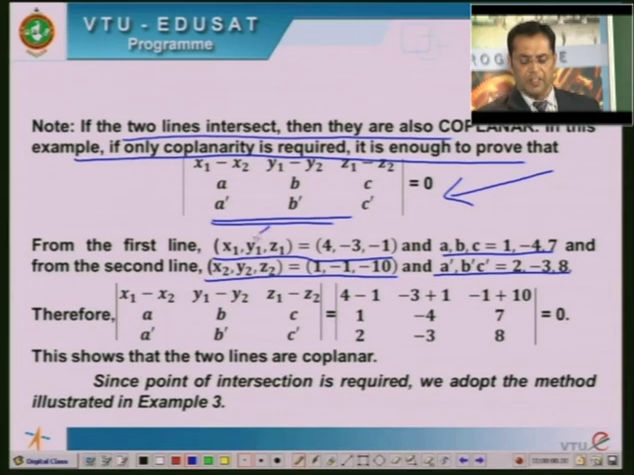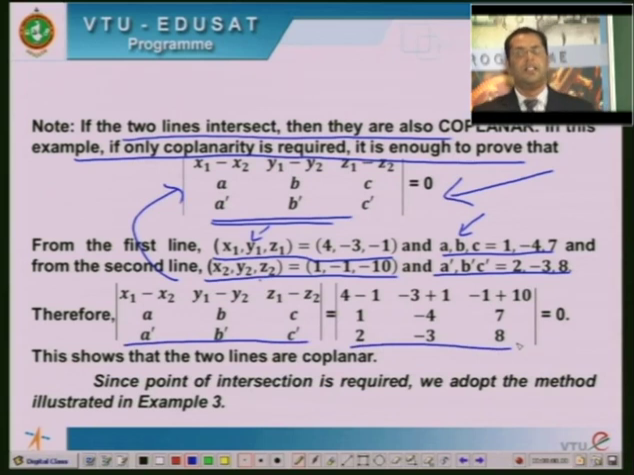Substitute x1, y1, z1, A, B, C, x2, y2, z2 and A dash, B dash, C dash in this equation that you can see here to get the determinant here.